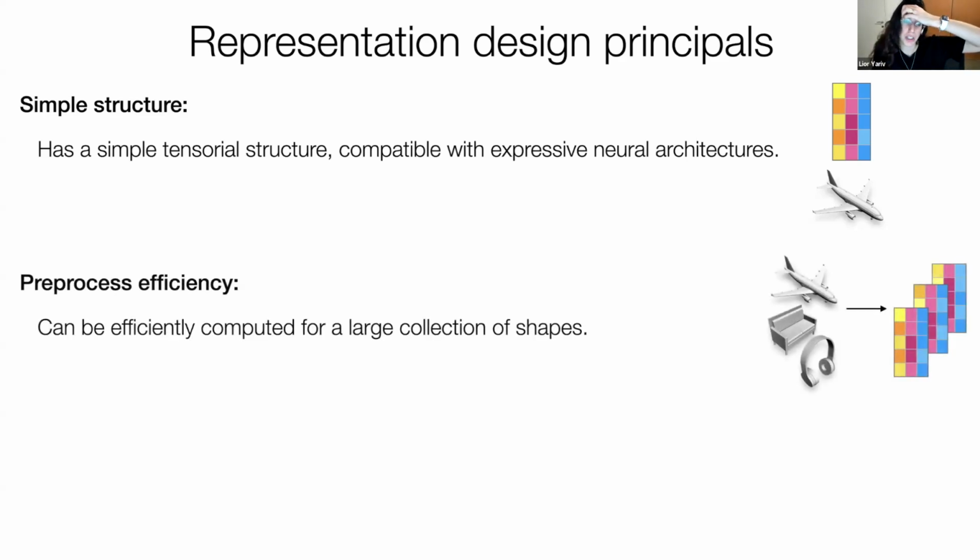The second principle is that we want the preprocessing of taking one mesh to its representation to be efficient, because we want to compute this representation for a large collection of shapes.